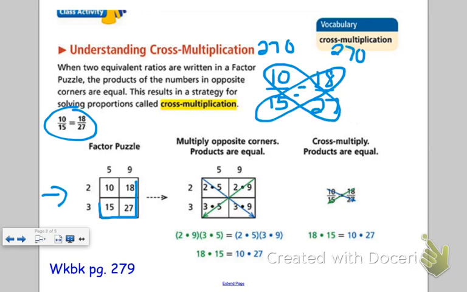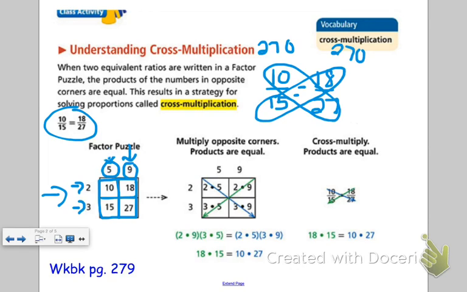Take a look at the factor puzzle here. Here we have a factor puzzle that already has our ratios in it. Here's the 10 to 15 in this column, and here's the 18 to 27 in the other column. What we can do is look for our common factors. Common factors between 10 and 18, they have 2 in common. Common factors between 15 and 27, they have 3 in common. 2 times 5 is what gives you 10, and 3 times 5 gives you 15, so 5 must go here. And 2 times 9 gives you 18, and 3 times 9 gives you 27, so 9 must go there.